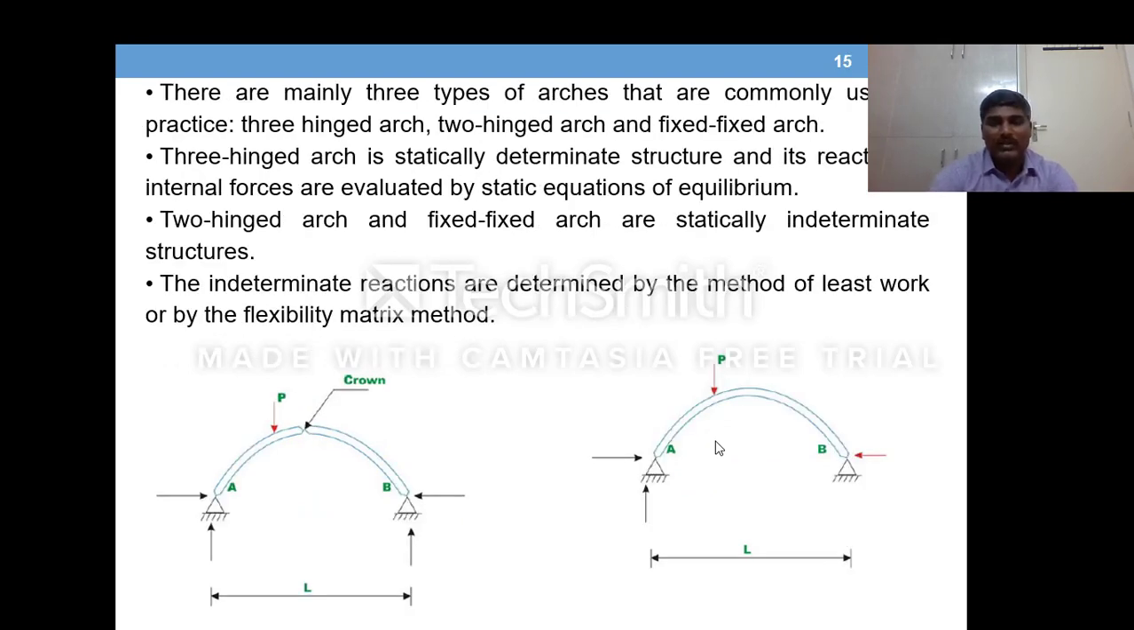Then what are the types of arches that are commonly used in practice? There are three hinged arches, two hinged arches, and fixed arches.